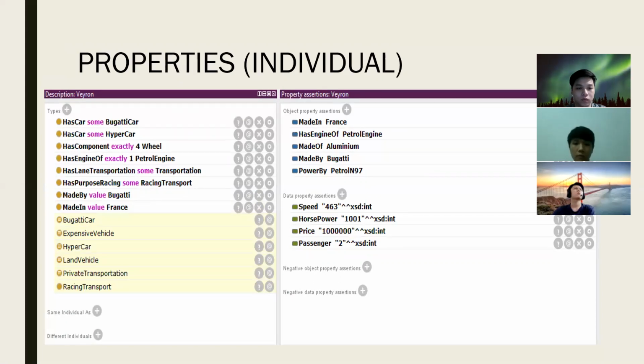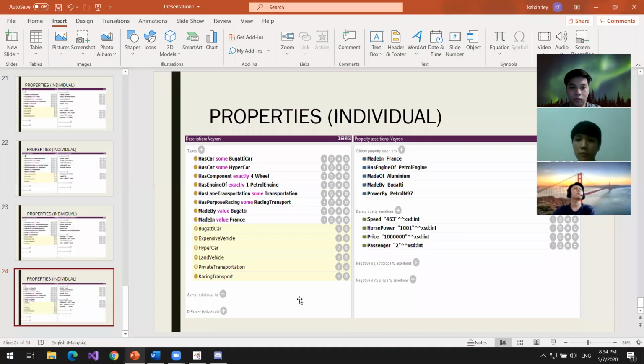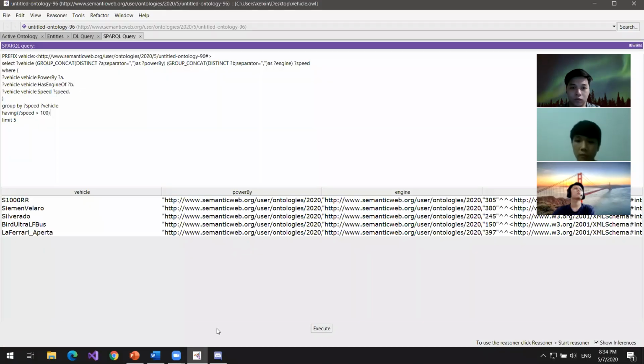And I've got to pass to my next group mate, Huey Xin, for the SPARQL query. So now I'll be presenting the SPARQL query. So this is the first query.